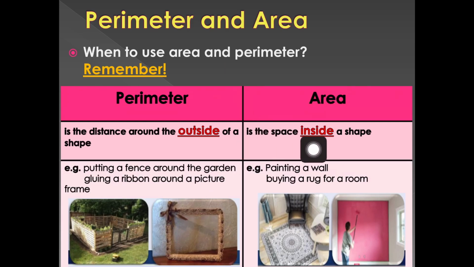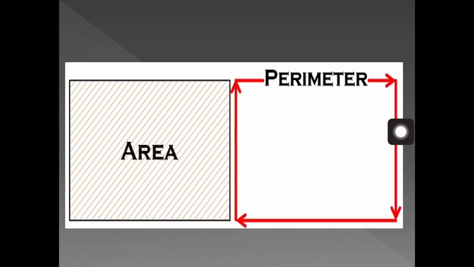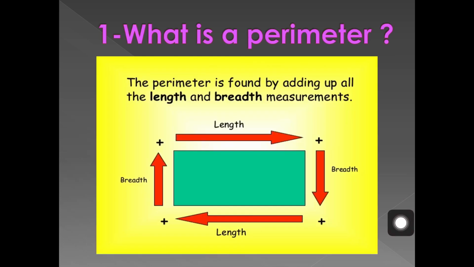Area is the space inside a shape. So for example, if I want to paint a wall or buy a rug for a room, I will measure the inside of the shape, not the outside, the inside. So area is how many unit squares the shape takes. Perimeter is what are the outside measurements of my shape.